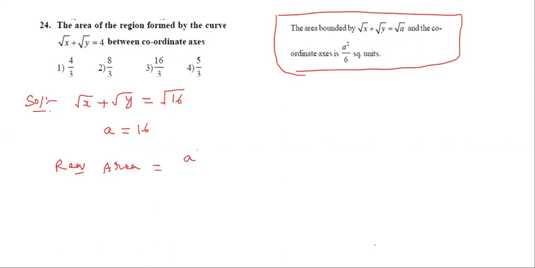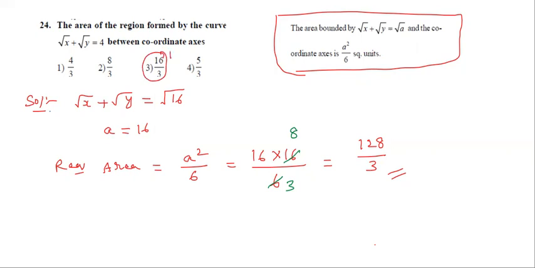Now the required area, what is the shortcut formula? That is equal to a square by 6. What is the a value? 16. 16 square means I am writing 16 into 16 divided by 6. See the calculation: 2 threes are 6, 2 eights are 16, 8 sixes are 48, totally 128 divided by 3. This is the answer. But here the options are a mistake, so change that option, suppose 16 by 3, this is changed to 128 by 3. This is the answer by the shortcut method.